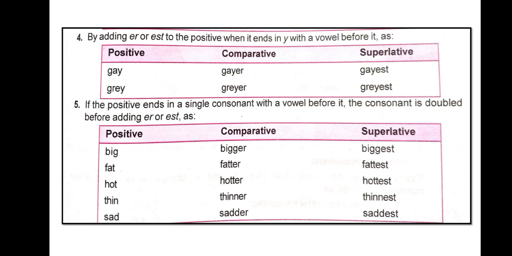So here big, I G, means BIGGER. In the same way BIGGEST. So this way you have to put the double consonant. Fat, fatter, fattest; hot, hotter, hottest; thin, thinner, thinnest; sad, sadder, saddest.